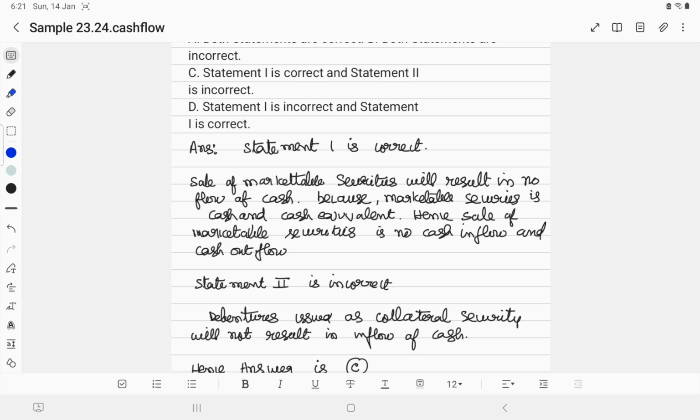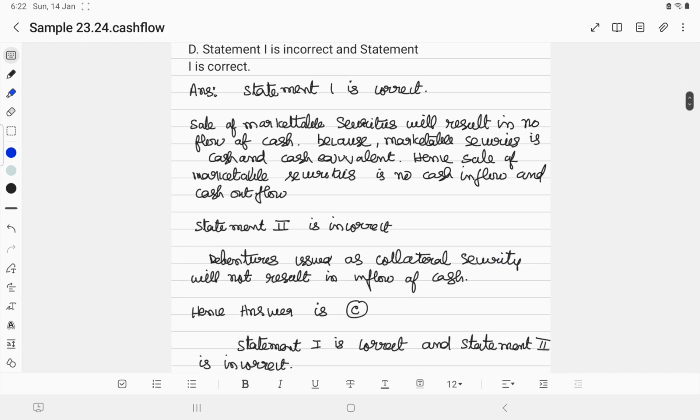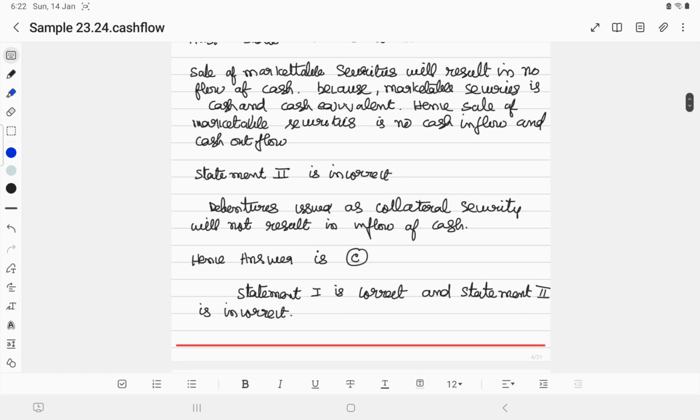Statement 1 is correct. Sale of marketable securities will result in no flow of cash because marketable securities is cash and cash equivalent. Hence, sale of marketable securities is no cash inflow and cash outflow. Statement 2 is incorrect. Debentures issued as collateral security will not result in inflow of cash. Therefore, answer is C. That is, statement 1 is correct and statement 2 is incorrect.